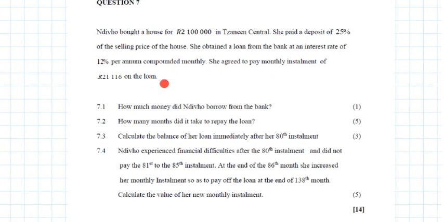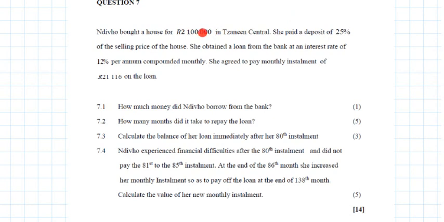So we know her monthly payments. We know it's a loan, which is the P formula, and we know she paid the deposit. The first question asks how much she borrowed from the bank. If she paid 25%, then 75% is taken from the bank. It's just 1 mark. You can first find the deposit and subtract it from the original amount, or you can just find 75% of the original amount.